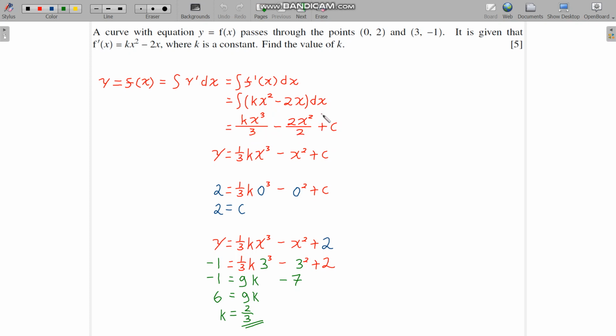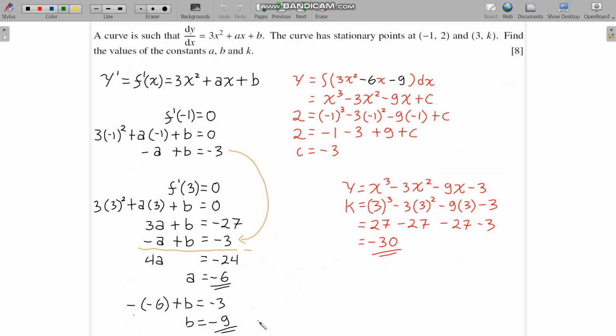and we know that when the x is 0, the y is 2. So we replace the x with 0, the y with 2, we get the value of c. And when the x is 3, the y is minus 1. So we replace x with 3, y with minus 1, and we get the value of k. Next question.